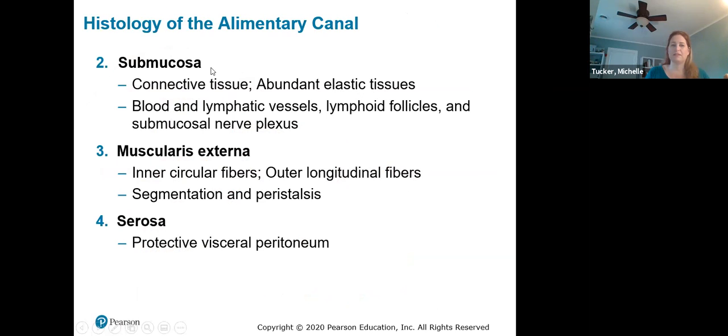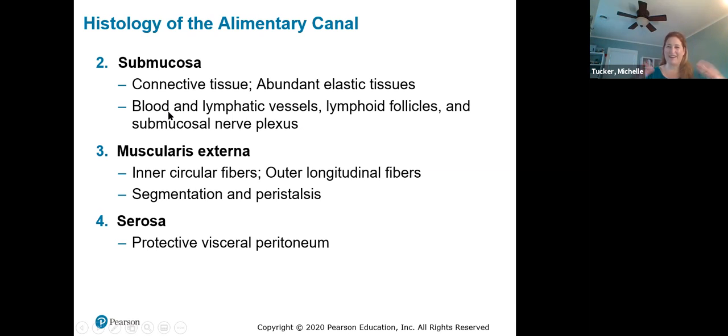So the submucosa is connective tissue. It is abundant in elastic fibers. When food is moving through, let's just go with the jejunum, the small intestine, it expands. Well, it needs to come back to shape rather quickly and not stay distended. The elastic tissues of the submucosa are responsible for that rapid return to shape. There are also numerous blood and lymphatic vessels, lymphoid follicles, and the submucosal nerve plexus, which we will talk about as part of the enteric nervous system.